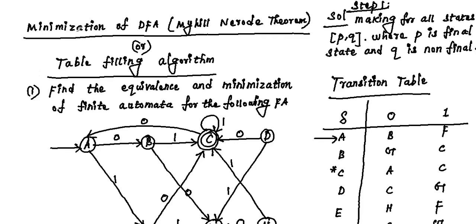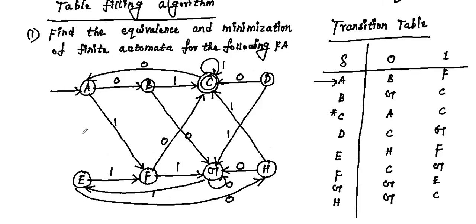Let us discuss minimization of DFA, the Myhill-Nerode theorem or table filling algorithm. Coming to the first problem: find the equivalence and minimization of finite automata for the following FA. Here they are given the transition diagram.